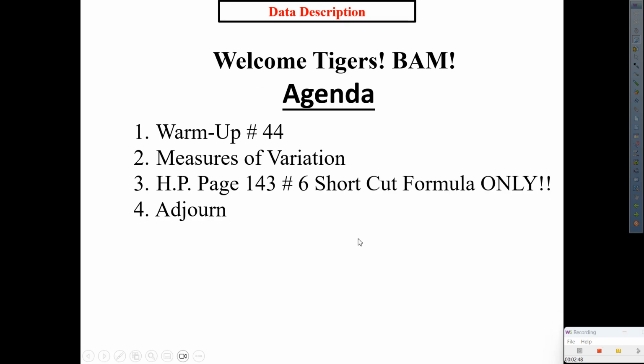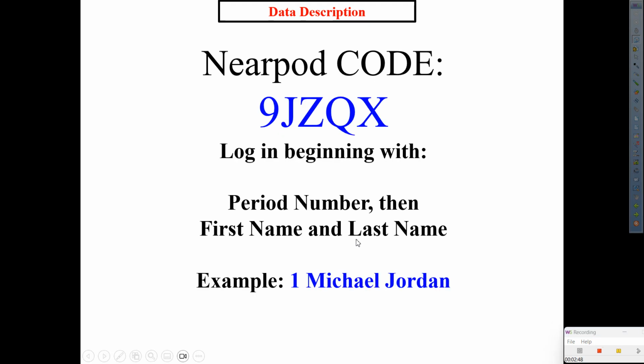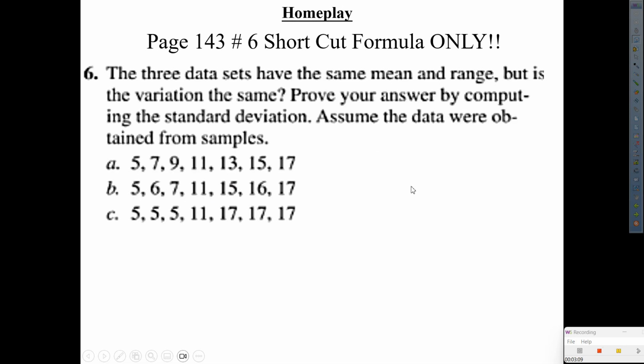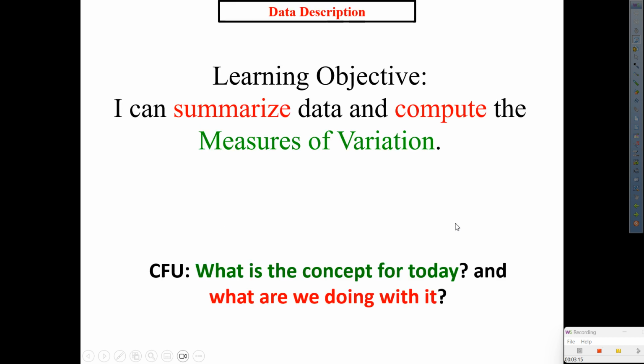Copy the code for your home play. 9JZQX. Once again, last weekend it was Act Like Tomatoes. Pretty good, yeah? And tonight is this one. You have the code. So, you got a Cornell note ready, please?